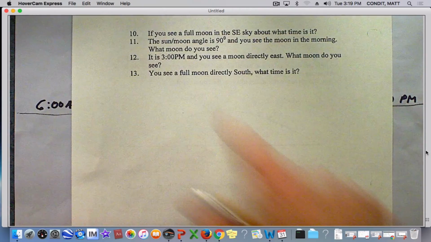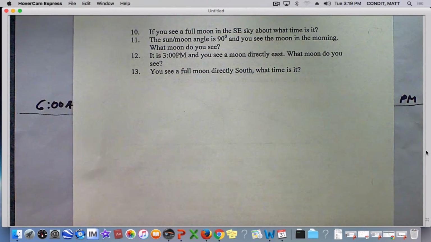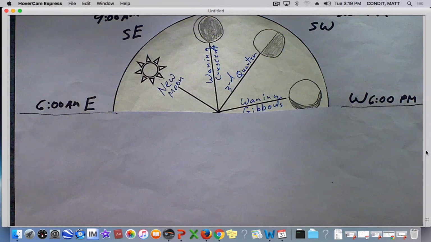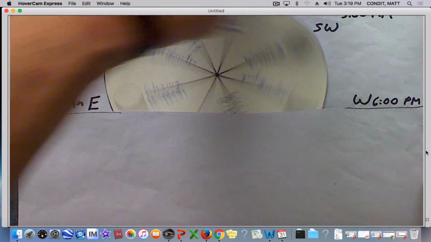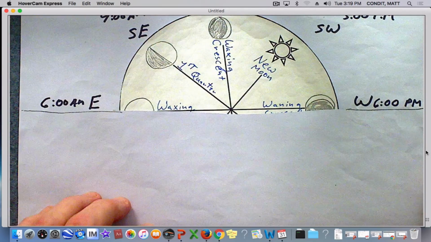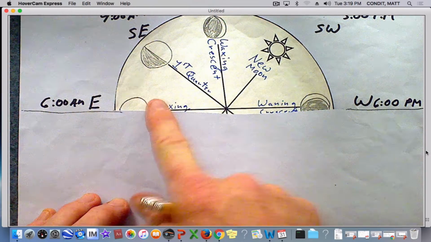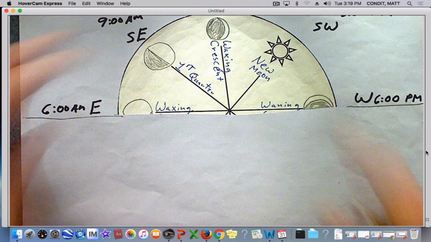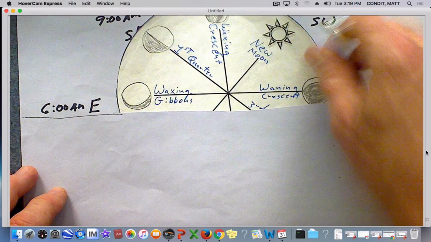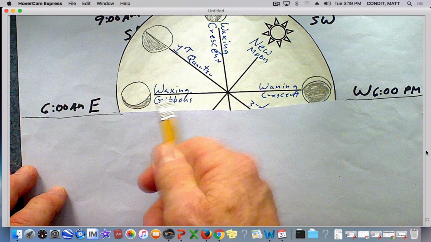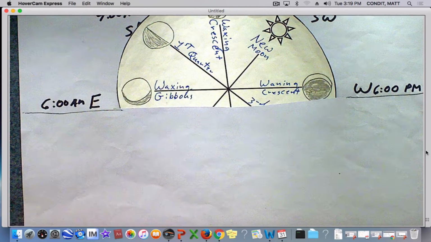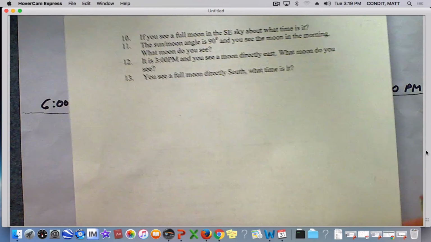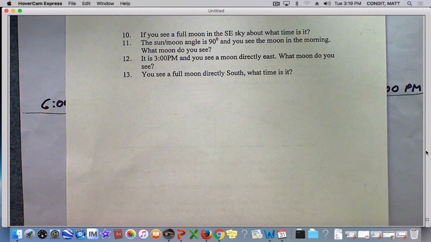It is 3 p.m., and you see a moon directly east. What moon do you see? Time minder. Sun to 3 p.m. Directly east is going to be right there. There's only one moon on here that we're going to see directly east at that time, and that is the waxing gibbous moon. And finally, you see a full moon directly south.